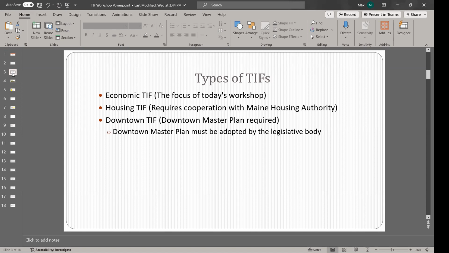So another huge thing for why a downtown TIF is great: if you have a downtown area or a little village area, put together a master plan. Always great to have a master plan in this case. Does that answer your question? Yes, I actually have another question, but I'll let someone else ask away.